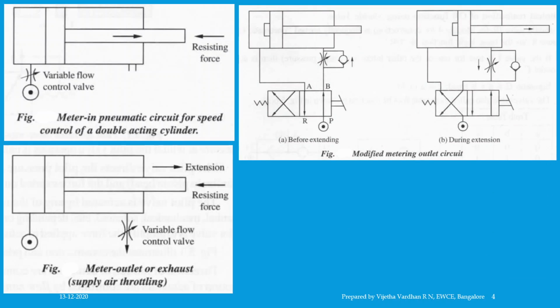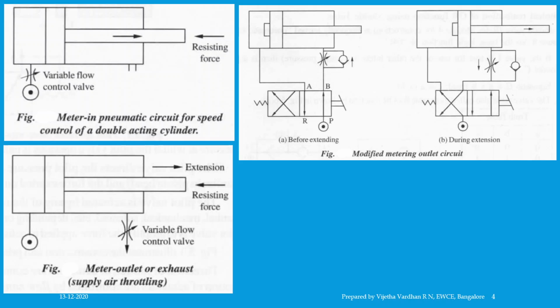Coming to modified metering outlet, much better control can be achieved if the metering outlet circuit is modified as per the figure which is shown right now. In this case, the piston is held in the retract position under pressure, which you can see in the present figure A. When the DC valve is operated as shown in figure B, the piston will start moving before the air on the rod side starts going through the outlet port. This avoids the initial jerk and gives smooth movement through the extension.